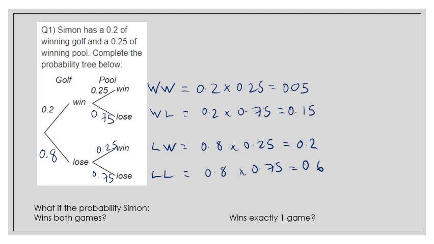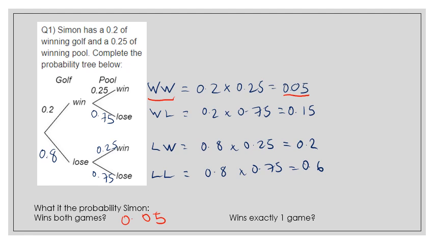And now I can use these to help us answer the question at the bottom. So what's the probability he wins both games? That's just going to be where we've got a win and a win. It's going to be this calculation here. So it's 0.05. Wins exactly one game.